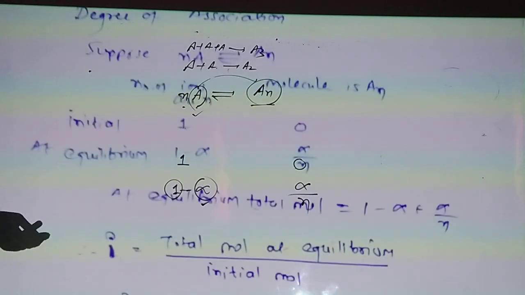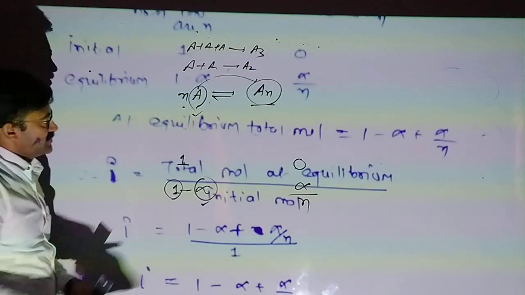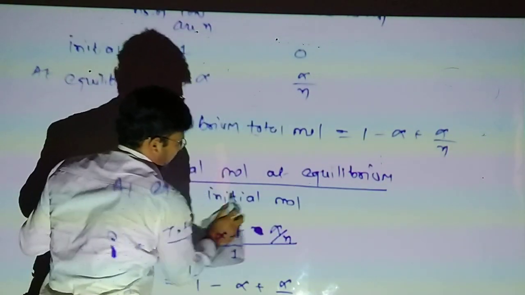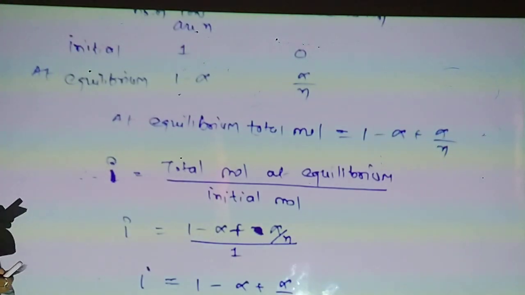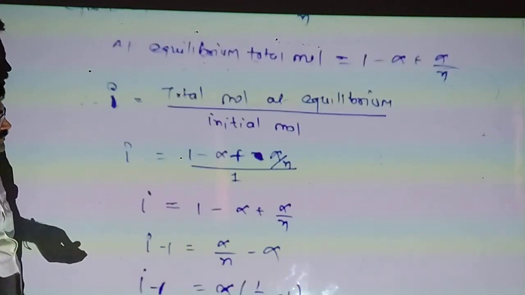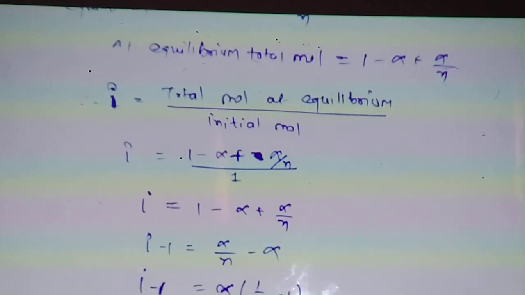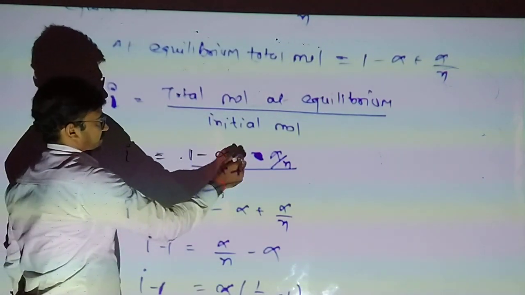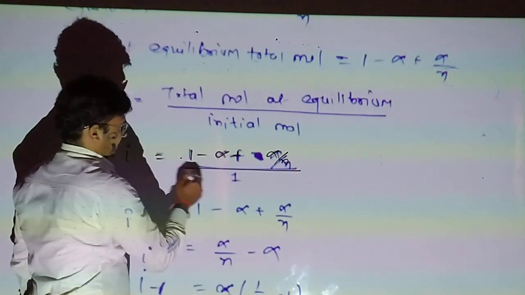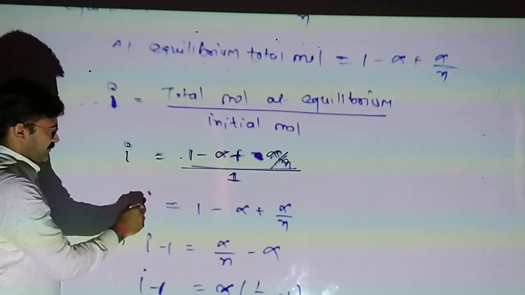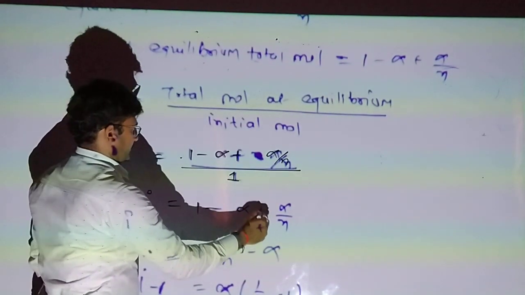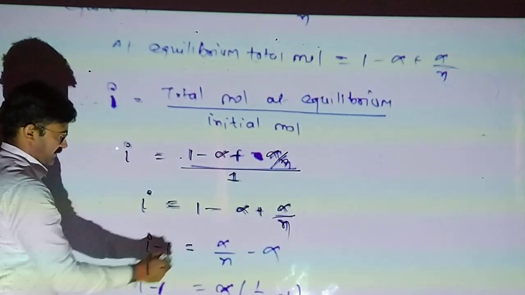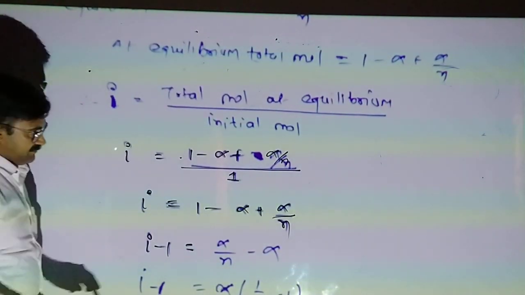So at equilibrium total mole is 1 minus alpha plus alpha by n. So we know the formula for van't Hoff factor: total mole at equilibrium upon initial mole. So i is equal to 1 minus alpha plus alpha by n. So here i minus 1 equal to alpha upon n minus alpha.